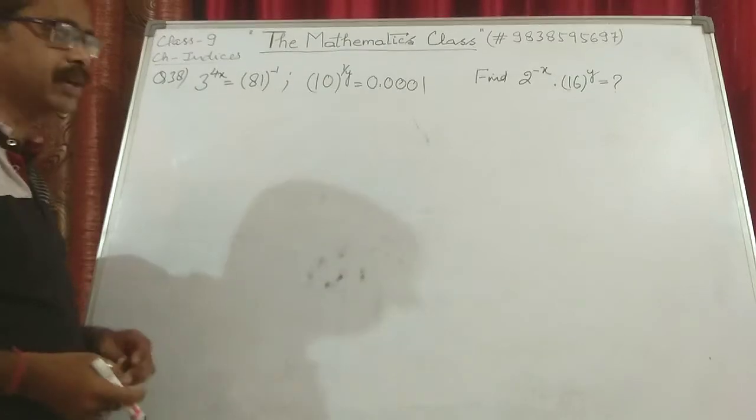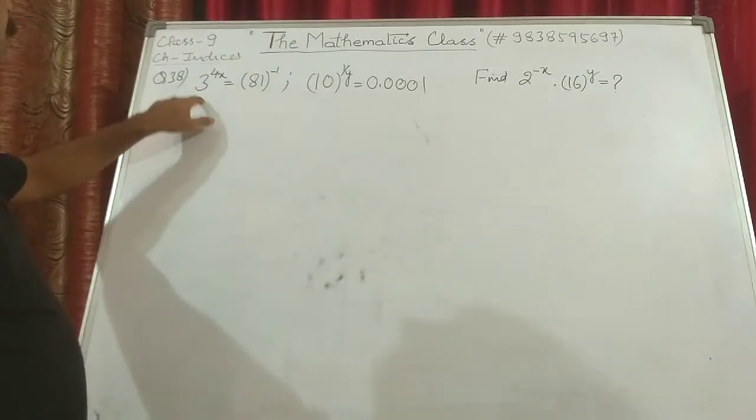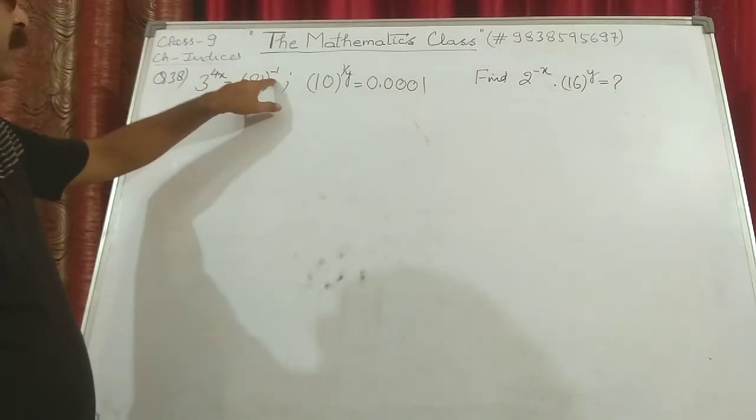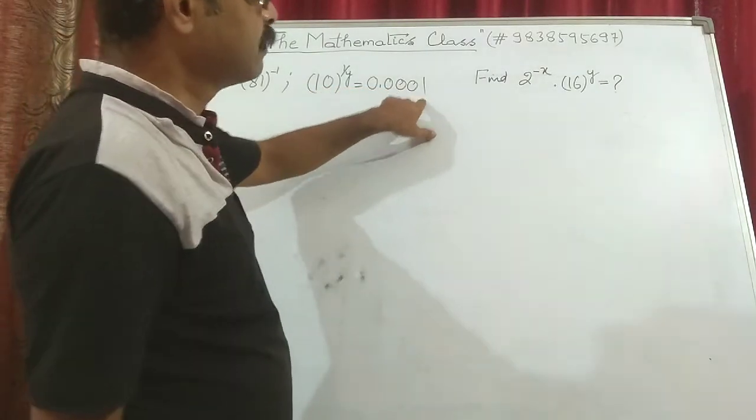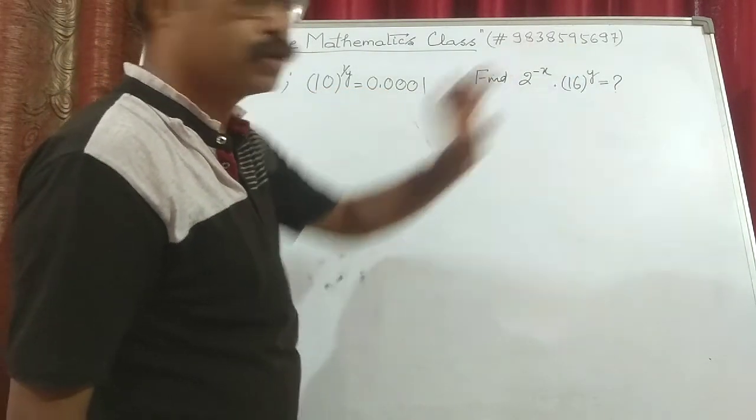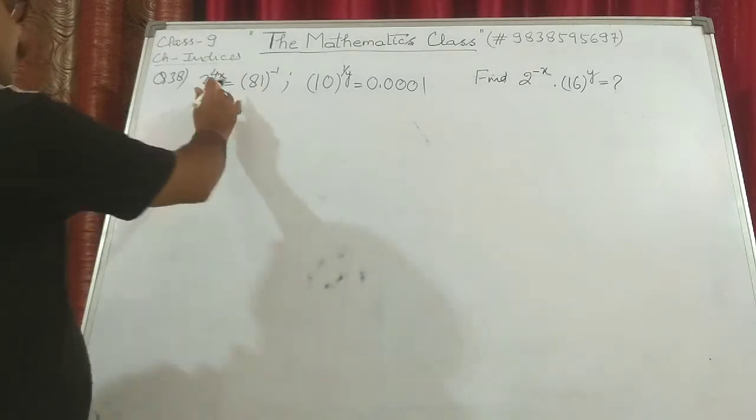Next is question number 38. They say if 3 to the power 4x equal to 81 to the power minus 1 and 10 to the power 1 upon y is equal to 0.0001, find the value of 2 to the power minus x into 16 to the power y. Now first we'll solve this.